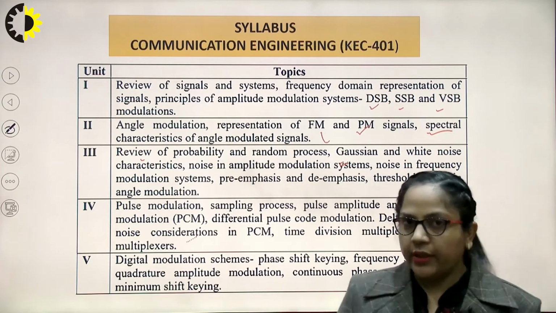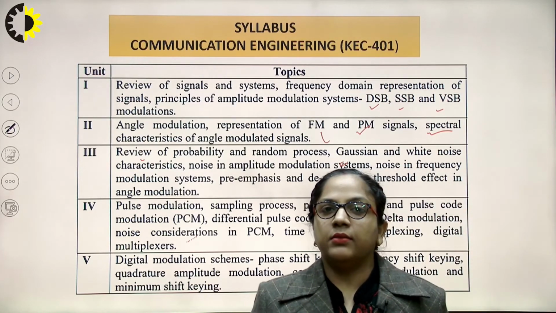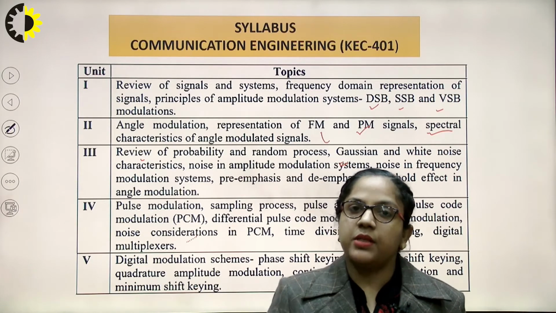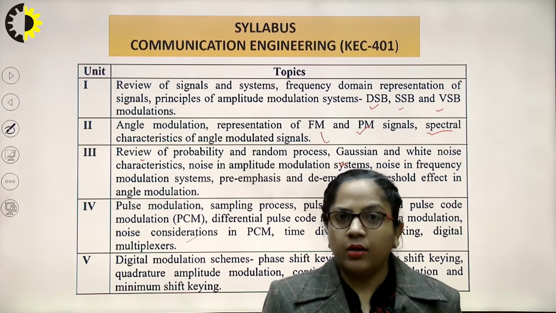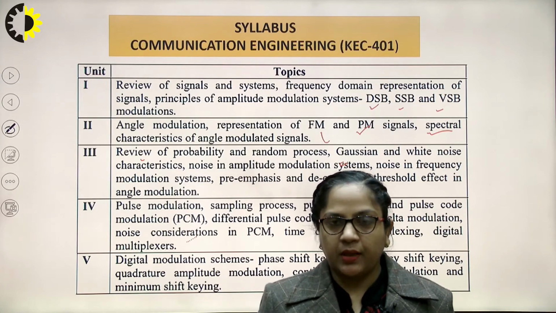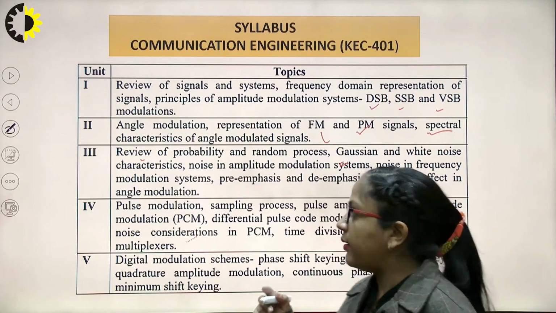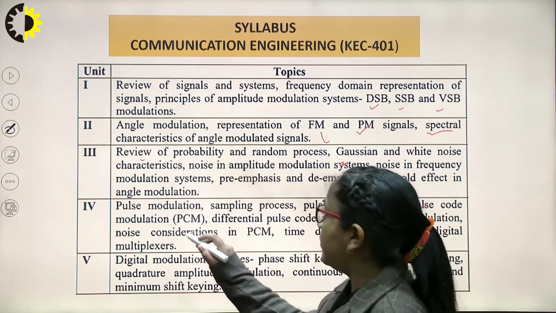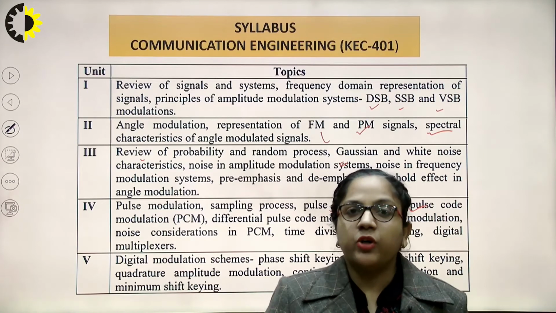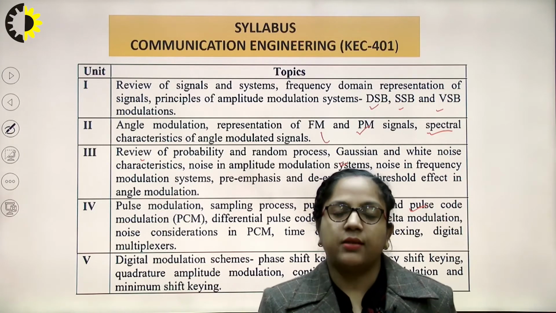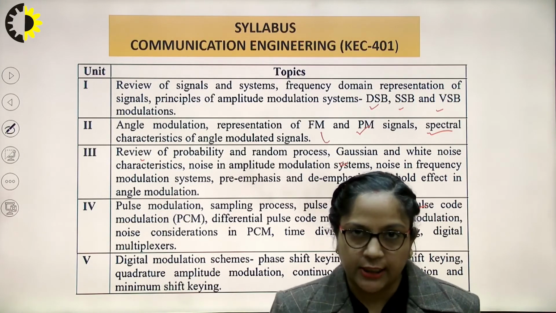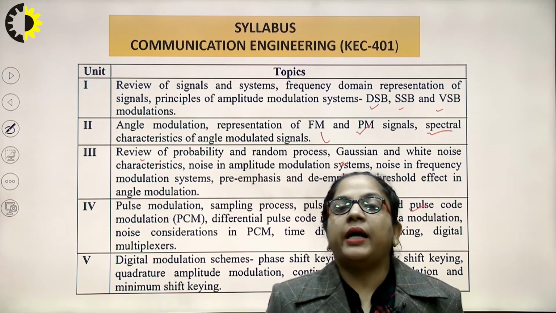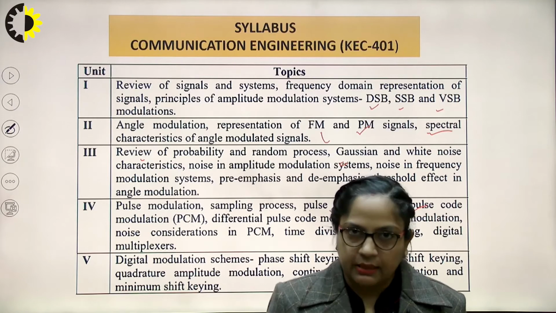So, in the fourth unit, we will understand some more kinds of modulation techniques that come under the category of analog pulse modulation. Under pulse modulation, we will understand pulse amplitude modulation, pulse code modulation, pulse width modulation, and pulse position modulation. There are some other types of pulse modulation techniques too. Pulse code modulation is basically a kind of digital modulation technique.